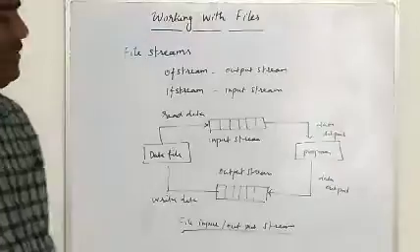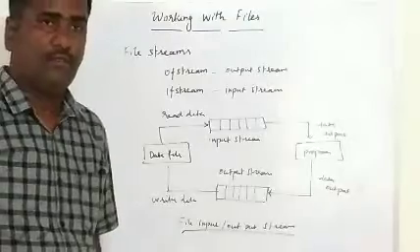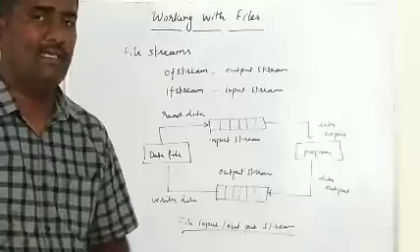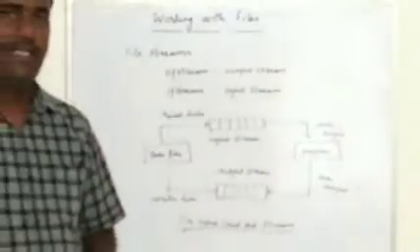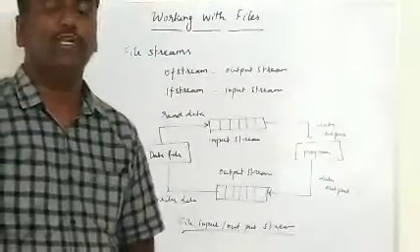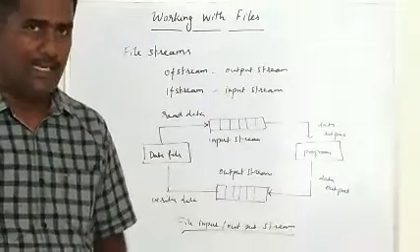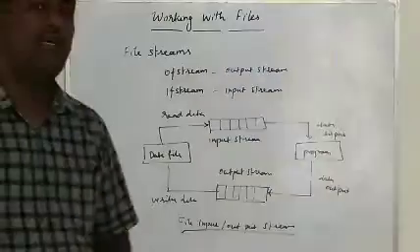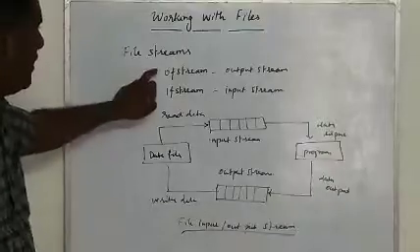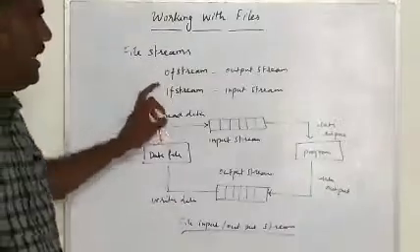File streams. Here we want to handle the file, and we commonly use two streams. You already know the C++ stream classes. IOS is divided into istream, ostream, iostream and so on. Like that, here also we have file streams. Normally we use two file streams: one is called ofstream, another is called ifstream.